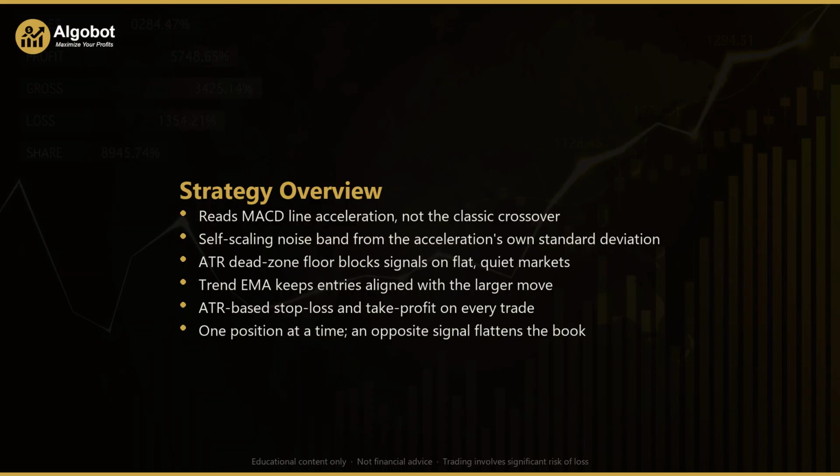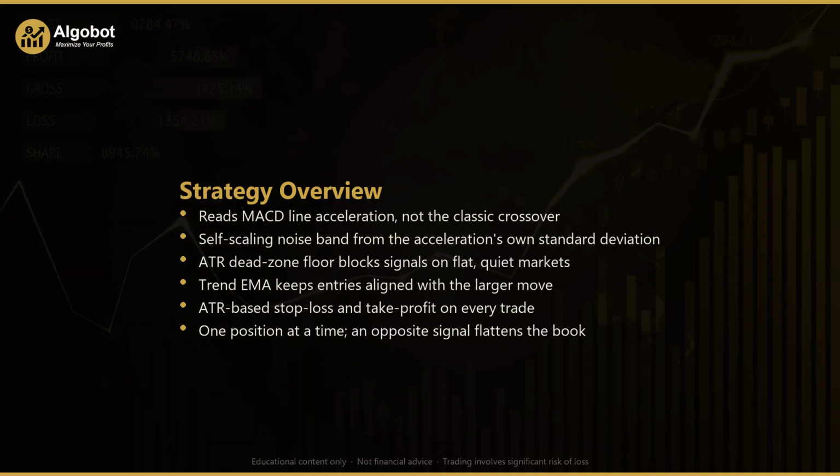MACD Acceleration Impulse is a momentum strategy built on the second-order behavior of the MACD line. The MACD line is simply a fast-moving average minus a slow-moving average, and in this build the defaults are a 12-period fast EMA and a 26-period slow EMA. A normal MACD signal fires when that line crosses its own average, but by then, the burst of momentum that caused the move is often already spent. This strategy instead measures acceleration, defined as the current MACD value minus the previous one. Acceleration turns positive the moment momentum begins building, so it's an earlier read on a move getting underway.